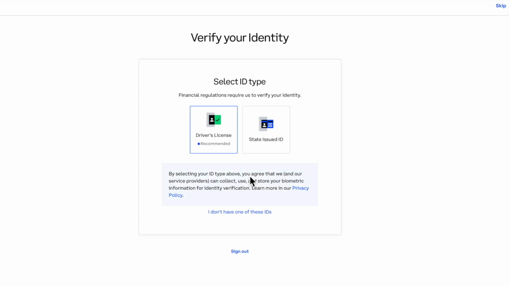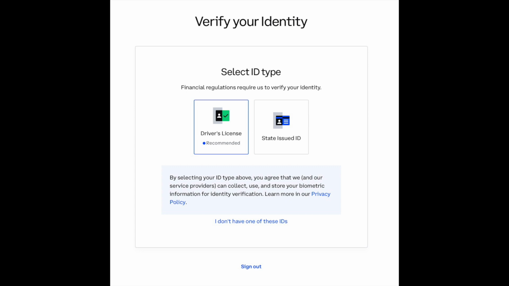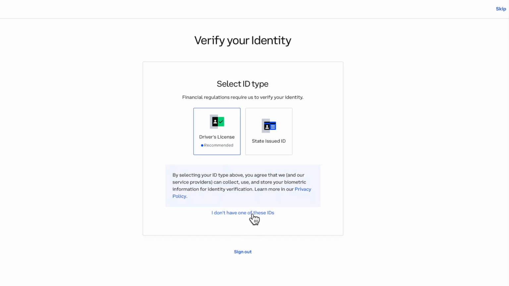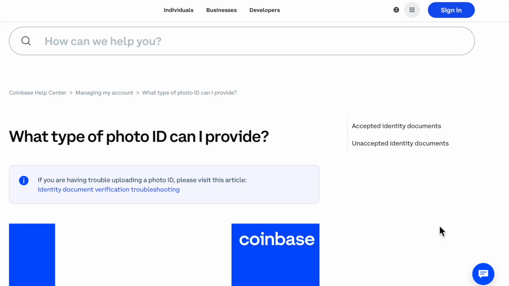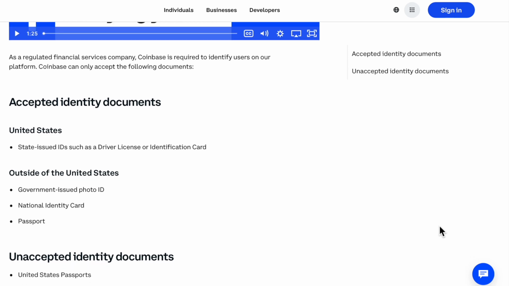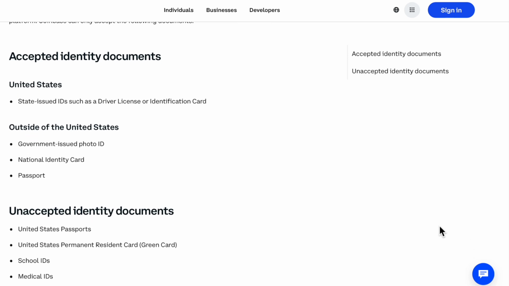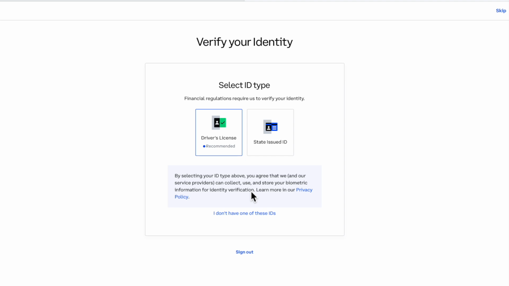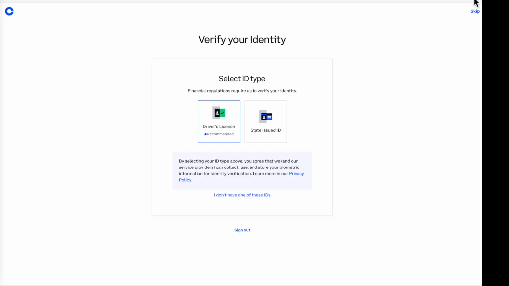Next, they'll ask you to upload your driver's license or other acceptable government ID. If you want to see what the ID options are, click here. Scroll down and see what is acceptable. Sometimes uploading the driver's license can be a little bit tricky and you might have to try several times. And if you want to skip it for now, hit skip in the upper right hand corner.